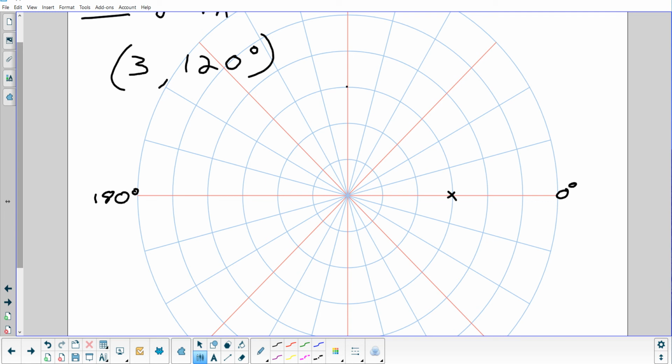Each one of these lines is 15. If we go up to the top, how many degrees have we just rotated? 90. And how many more do we have to go to get to 120? 30 more. Each one of these lines is 15. So that's where you would end up. So that's right 3, and then rotate 120 degrees counterclockwise. That's how you graph in polar.